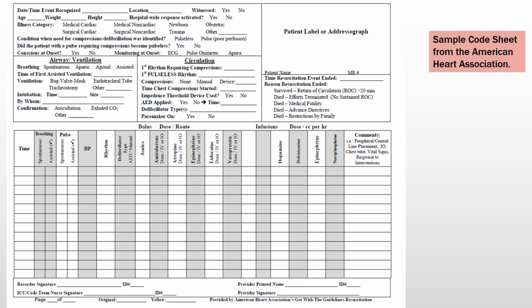The time and date that the event was recognized, where was it witnessed, their age, weight, height. Did you call a code blue, a hospital-wide one? Yes. And roughly what was going on with this. Was it medical, cardiac, was it a newborn, obstetric, so forth. And did you have a pulseless patient or a pulse with poor perfusion?